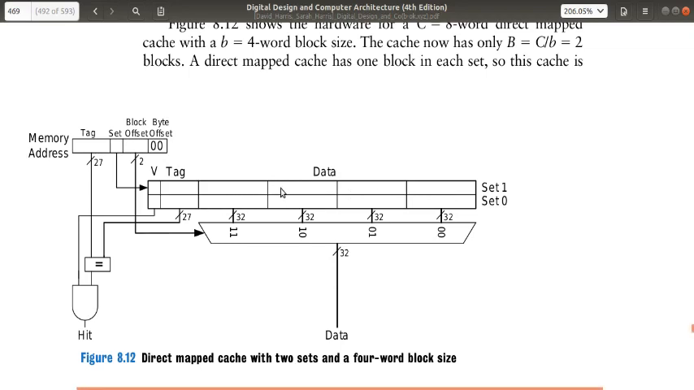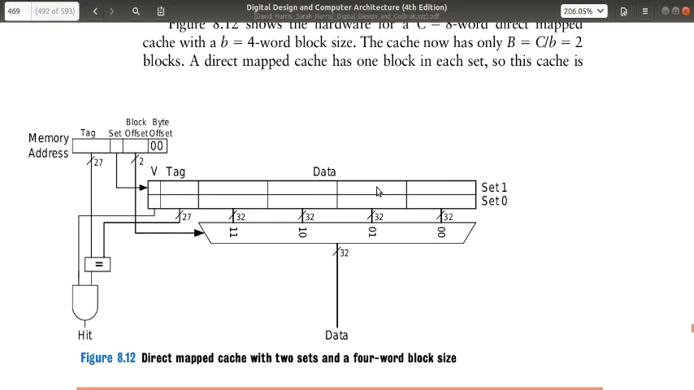So this is how you implement it. Now coming back, the new bit of information is block offset. So what is the block offset used for? Block offset will indicate the location of the data word within the block, right?